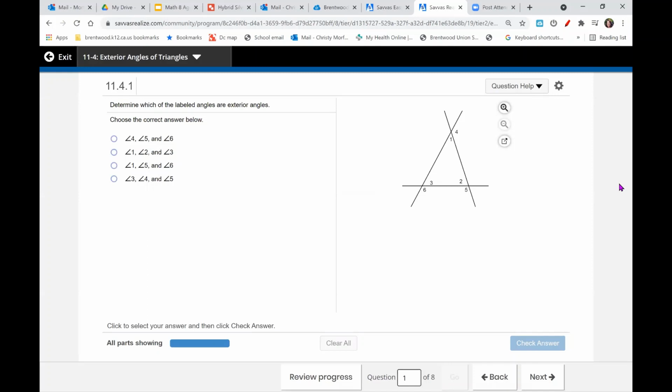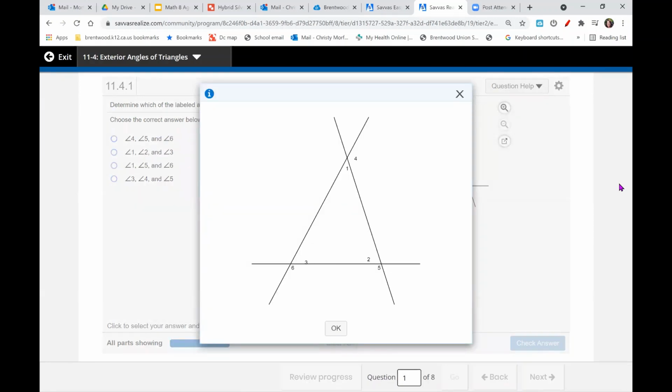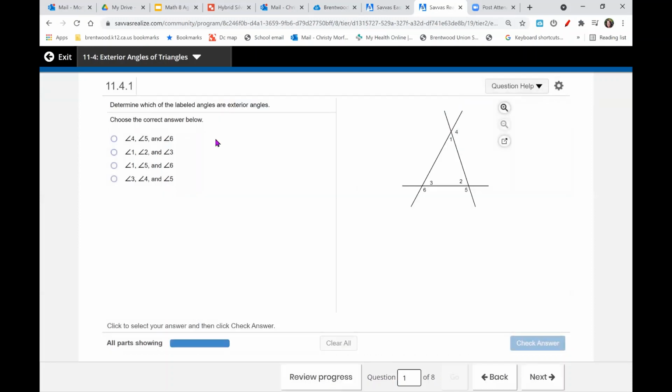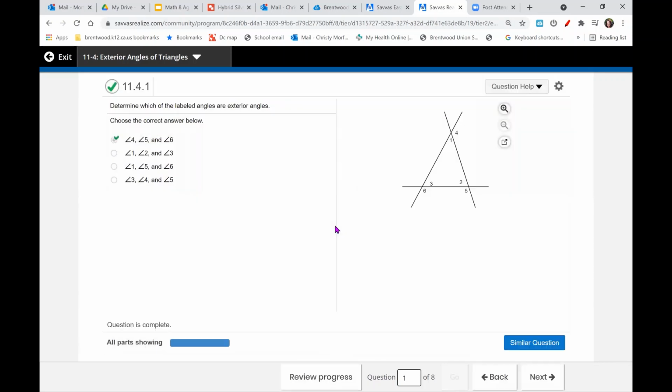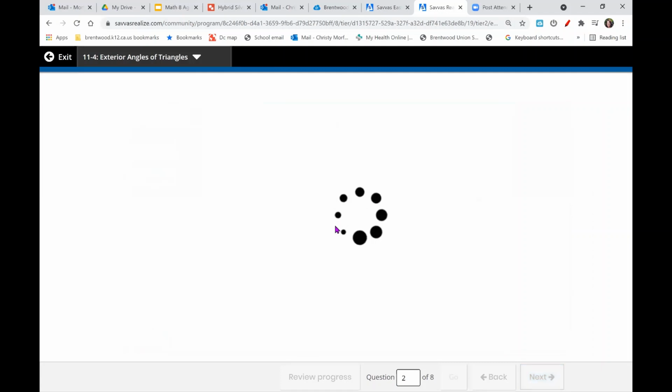So exterior angles, remember, means what's on the outside. There's no math involved in this at all. Look at that. It's pretty easy to figure out that here's a triangle, and 1, 2, and 3 are on the inside of the triangle, and 4, 5, and 6 are on the outside of the triangle. So to pick the exterior angles, all you're doing is looking for what's outside of the triangle. And in my problem, it would be 4, 5, and 6. So your first problem should be pretty easy.